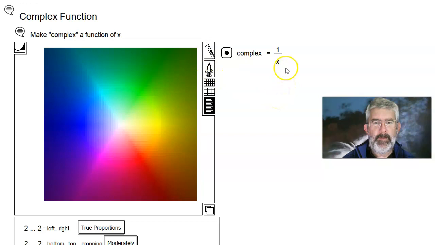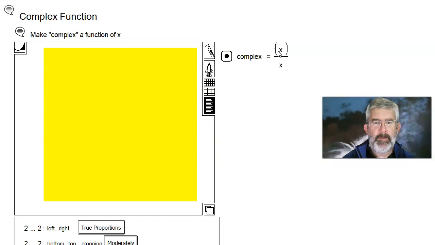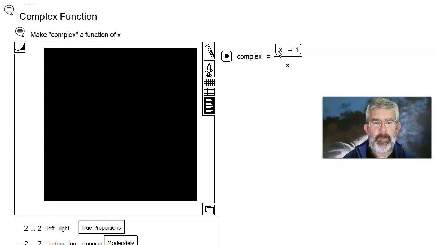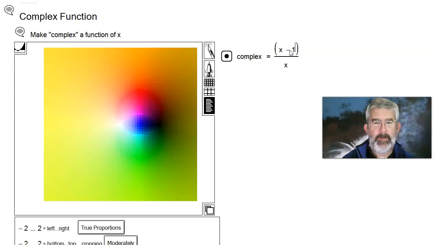Some functions have asymptotes and intercepts. So for instance, if I throw an x minus 1 on, wait, what just happened there? x minus 1 in there. This one, there's a black spot there at 1, but there's still that white spot here. So I see a vertical asymptote at 0, and I see an intercept at 1.